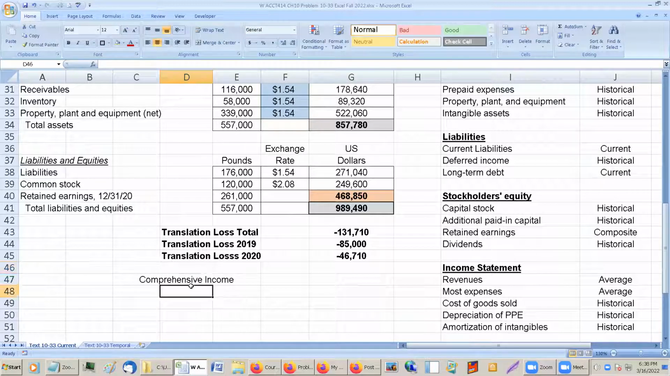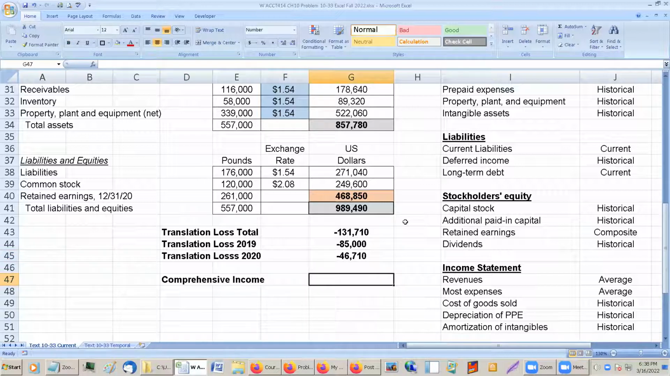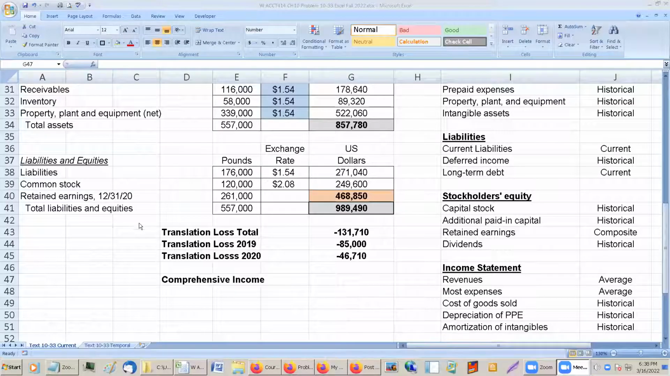So, comprehensive income. I really thought comprehensive income was going to go away a few years ago, because for a while the United States was the only country that used it. I thought, well, they're going to get rid of it. And now the international standards use it too. So far from getting rid of it, it's now in the international standards also.